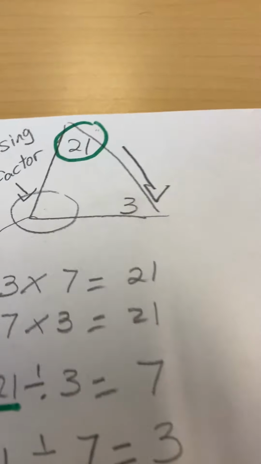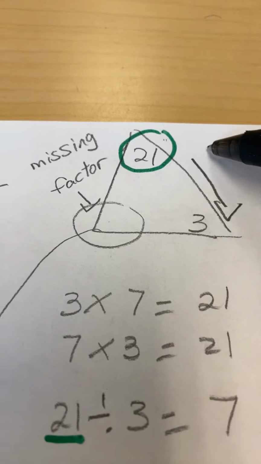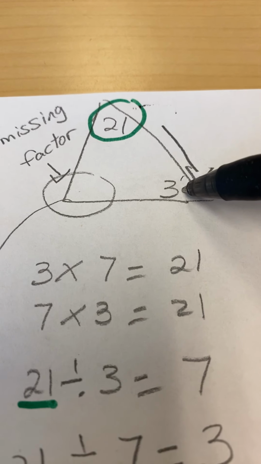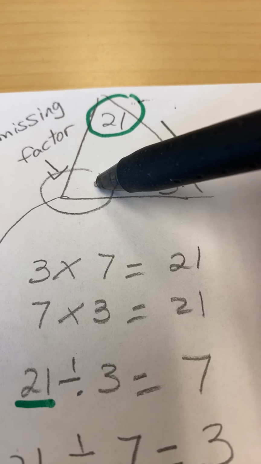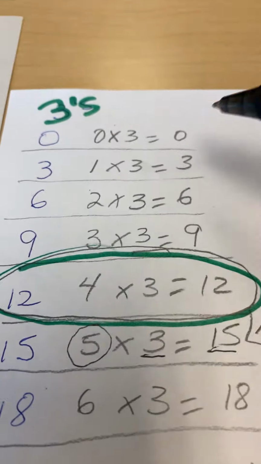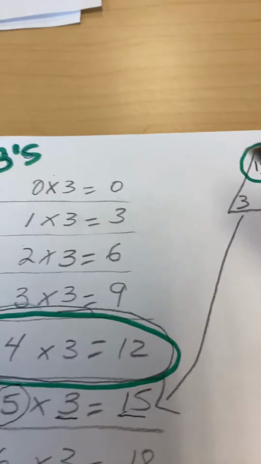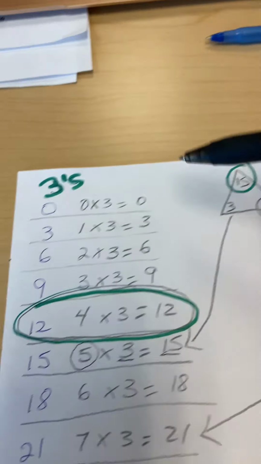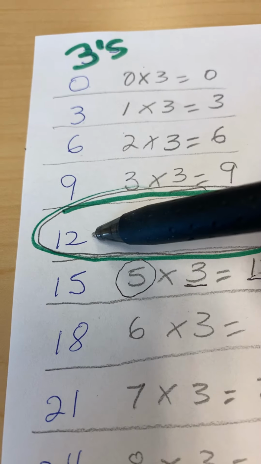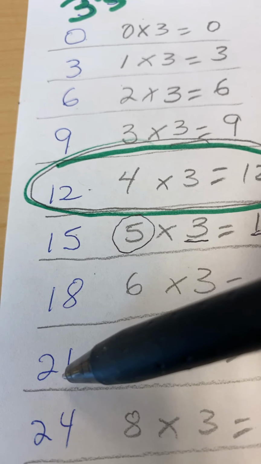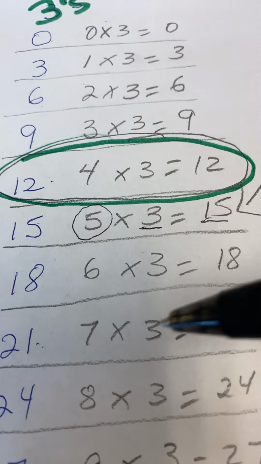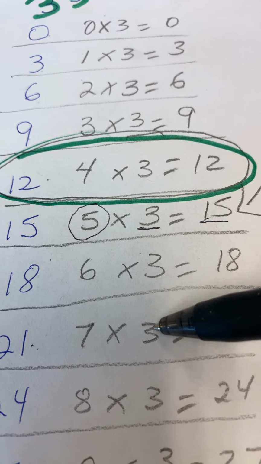The next one I worked on over here on this paper was I have 21 for my answer and my factor 3, and I'm missing a factor of something. So I go back to my numbers, and I am going to see what do I get to get to 21. So I'll do that song again. 0, 3, 6, 9, 12, 15, 18, 21. Oh, there it is. There's my 21. So I have the factors of 7, 3, and 21.